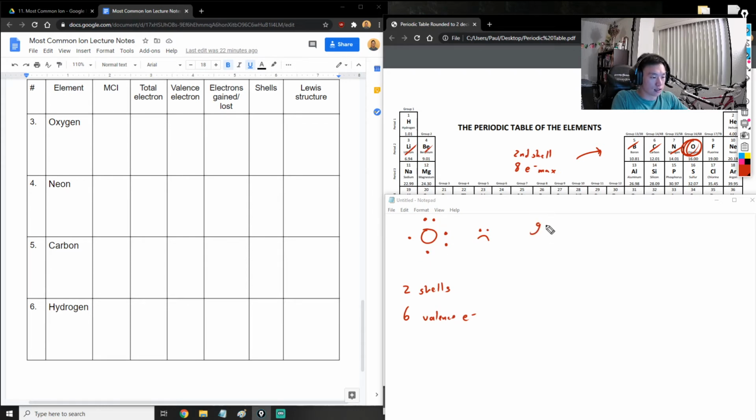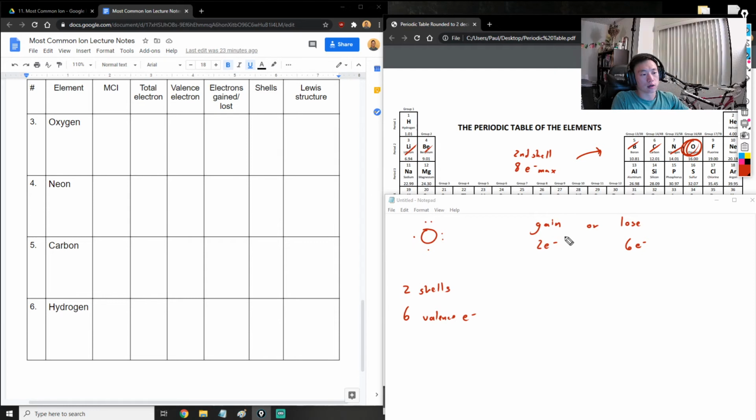So let's try to figure out, is it going to want to gain electrons or lose electrons in order to become full? Like we said earlier, we can gain electrons to fill up the shell. If I have 6 valence electrons and 8 is the max, to go from 6 to 8, I would need to gain 2. The other option is to empty out that shell, meaning getting rid of all the electrons in the shell. So 1, 2, 3, 4, 5, 6. If we get rid of all the electrons, oxygen can become stable because the first shell becomes the new outside shell. So it could either gain 2 or lose 6.